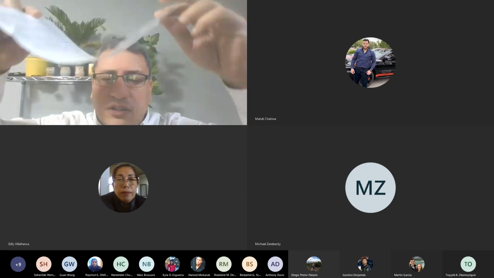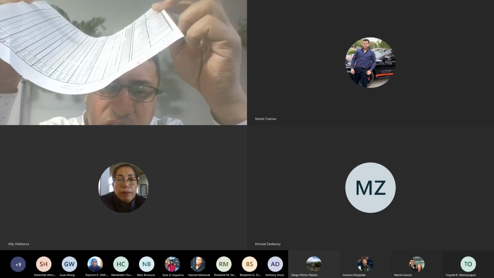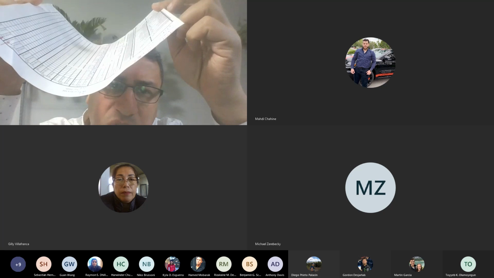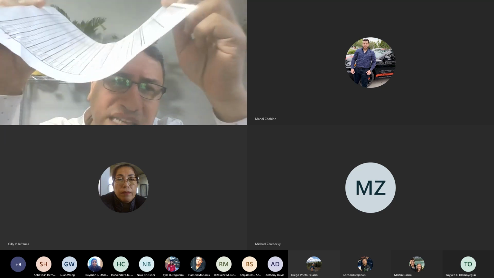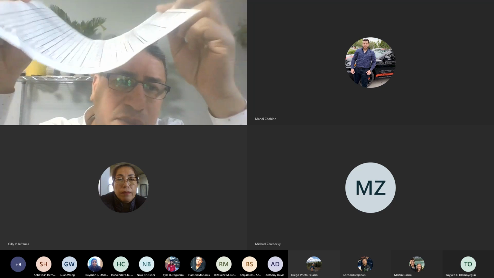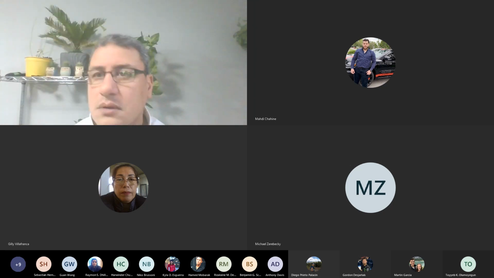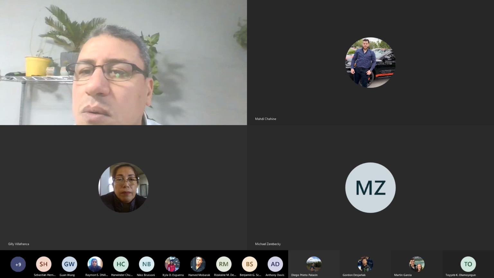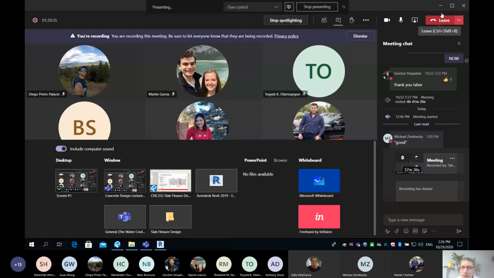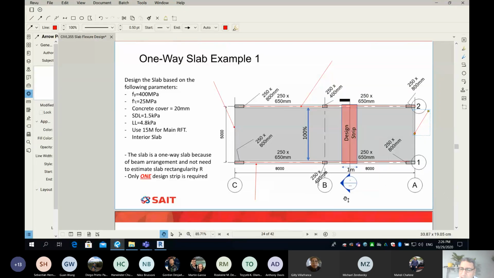If you provide beams on two opposite directions, but not on four sides, the slab will be one way regardless of the dimension of your slab. I have said this probably 10 times by now. Is everybody clear? Yes. Okay, now, guys, I'll go back to my example again.